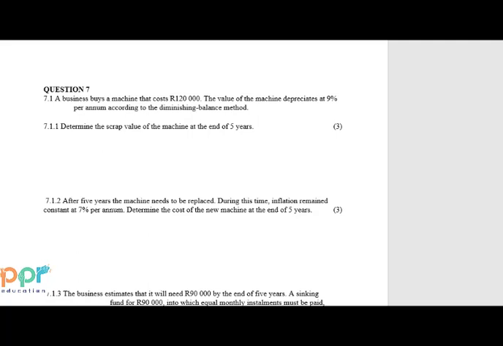So now 120,000 will be the present value, because we are looking for a future value. After 5 years, what will the machine be worth if its value depreciates at a rate of 9%? So this percent is for the interest rate. Remember that for 9%, we need to divide it by 100 and then we will receive 0.09. This is for the interest rate.